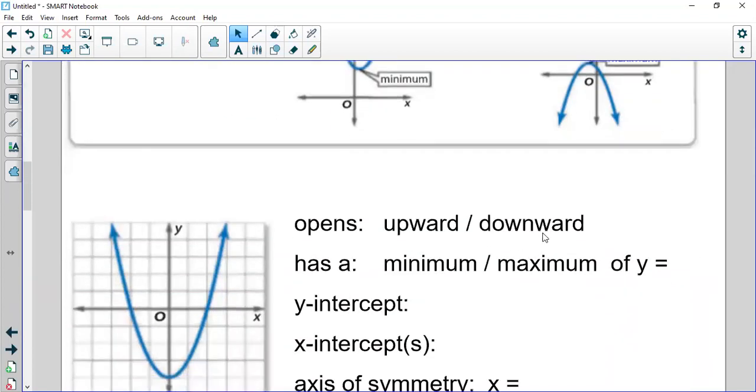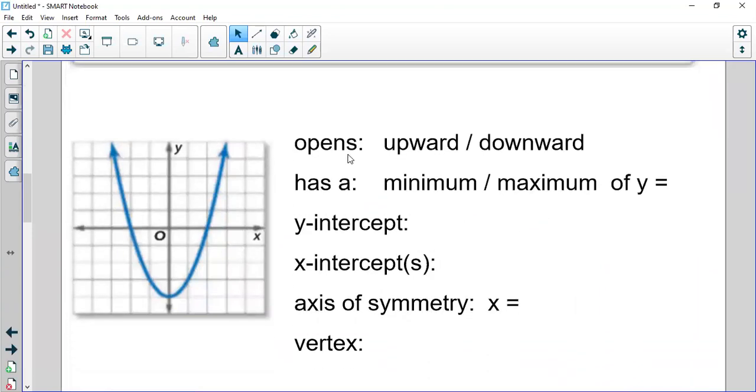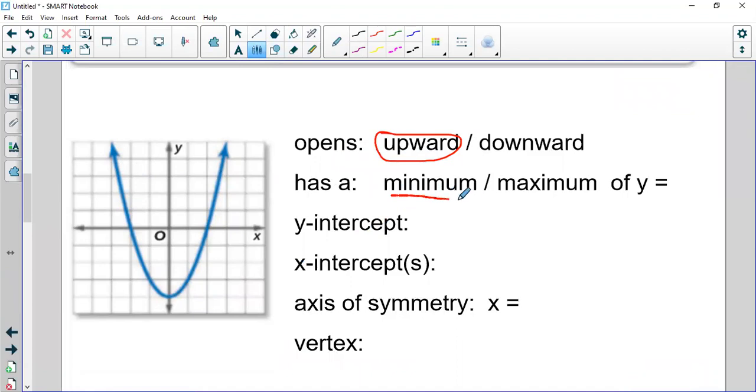So I have 4 examples here for you. These are the things that I'm going to want you to be able to identify. First of all, does this parabola open upward or downward? Well, hopefully, obviously, you can say that this opens upward. And because it opens upward, it has a bottom number. So that bottom number is the minimum.